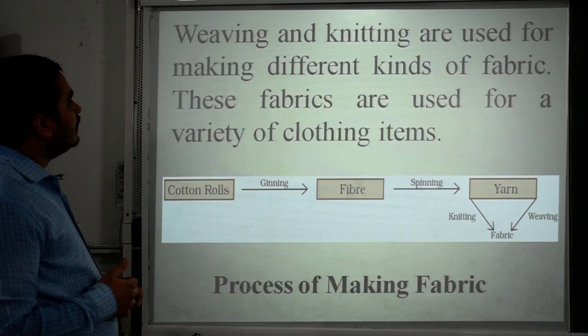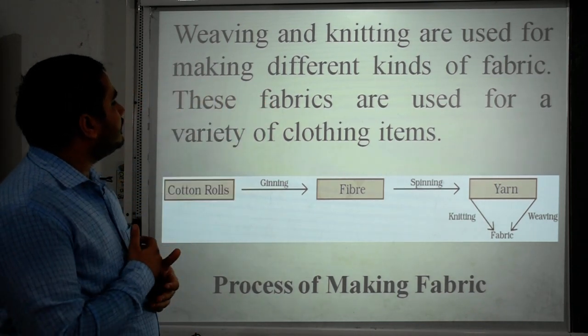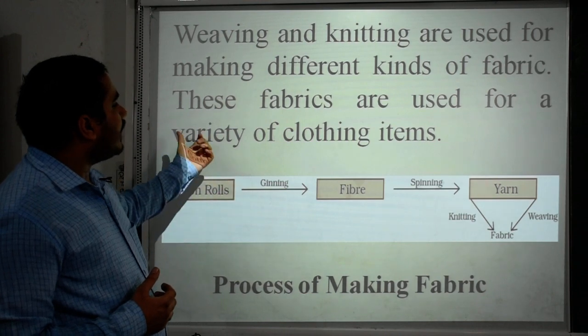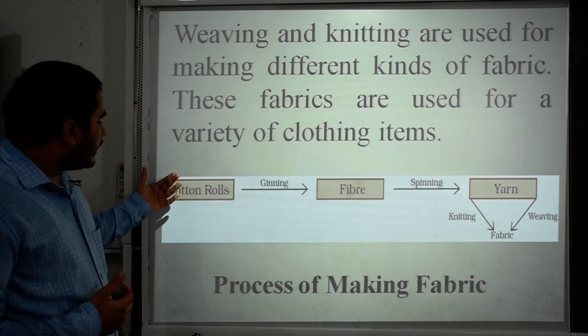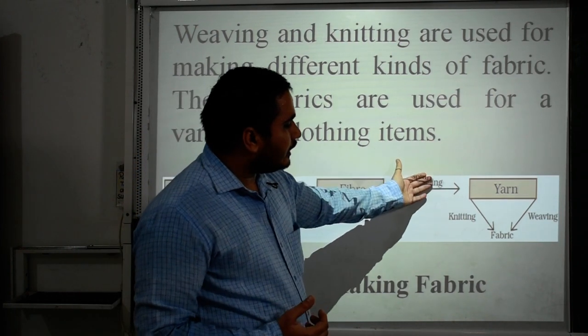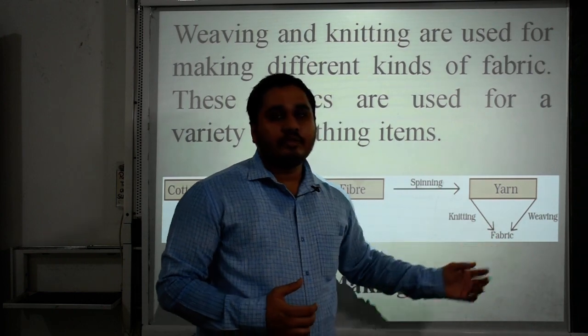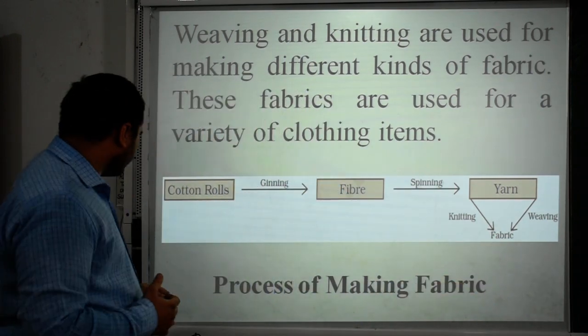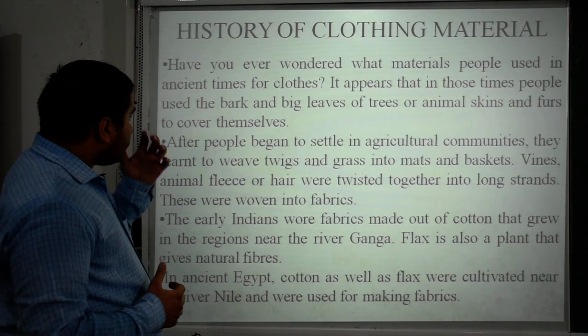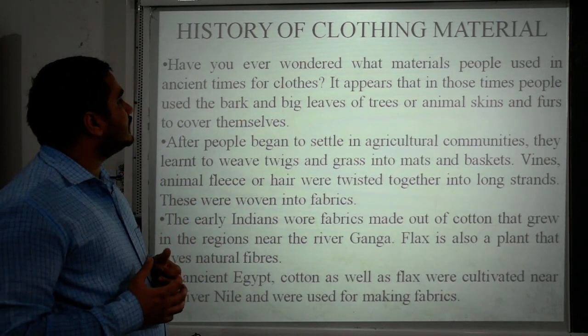Weaving and knitting are used for making different kinds of fabric. These fabrics are used for a variety of clothing items. So you can take cotton bolls, ginning, then fiber you get, then spinning, then you move to yarn, and after yarn, weaving and knitting, then you get a proper fabric. I hope this is a helpful summary for you to understand the topic.